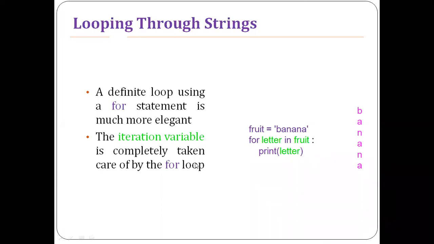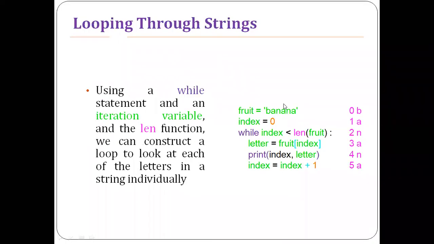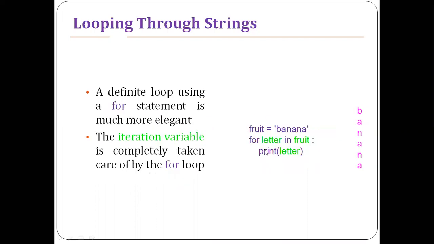The iteration variable is completely taken care of by the for loop. Fruit is equal to banana. What I am doing is: for letter in fruit, print letter. You look at the difference between the definite and the indefinite. Here we have used so many instructions, right? Here we have used the index and we have checked the boundary of the string, and if the boundary of the string is not reached, then we are reading the character and incrementing the value of the index. But look at the for loop, the simplicity of the for loop here. We have not done anything.